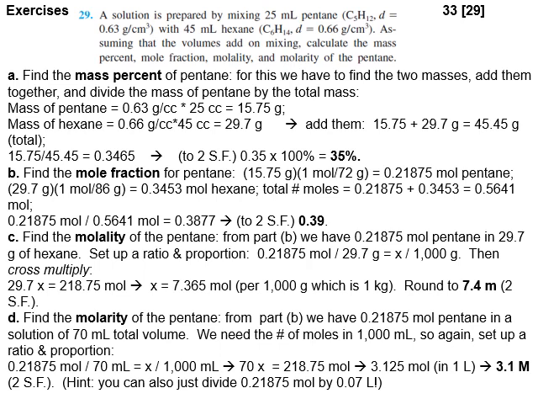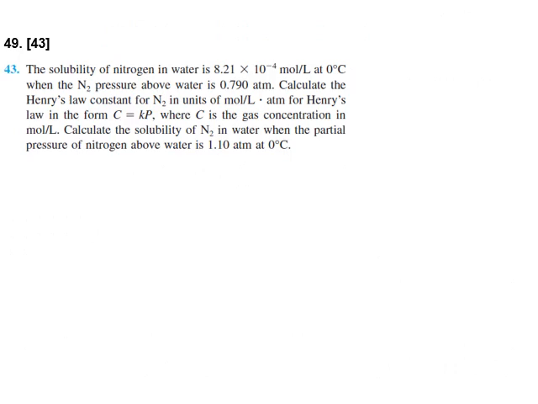Then I'm going to move on to the next problem, which is: the solubility of nitrogen in water is 8.21 times 10 to the minus 4th molar at 0 degrees when the N2 pressure is 0.79 atmospheres. Find the Henry's law constant for this in the form of that equation right there. And then we're also supposed to find the solubility a second time when the pressure has been raised from 0.79 to 1.1.